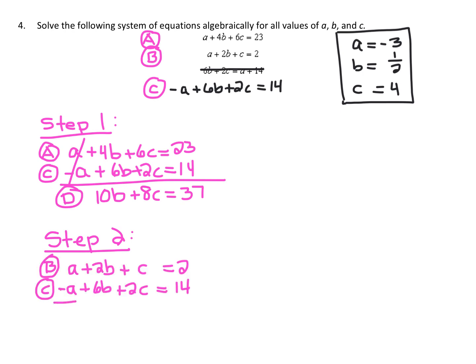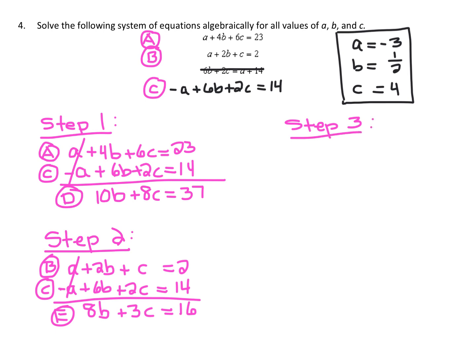So now, like we said, the A's are going to cancel and just combine your like terms. So 2B plus 6B is 8B. 1C plus 2C would be 3C. And then 2 plus 14 is 16. And I'm going to label this equation E. Okay, now let me come all the way over here and do step 3. Now, for step 3, we are going to use equations D and E. Okay, that's usually the process.